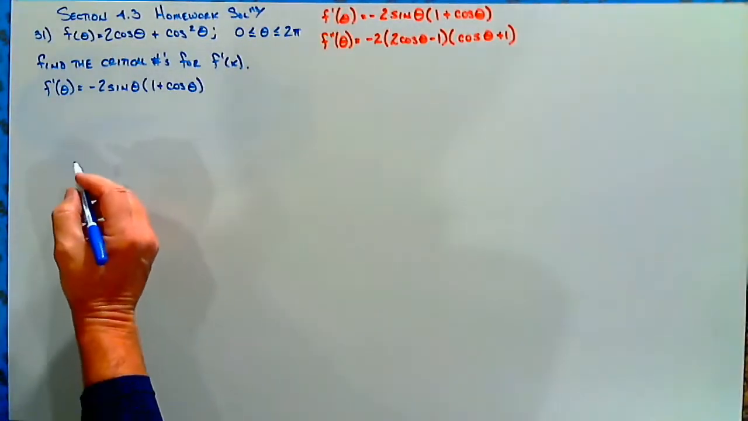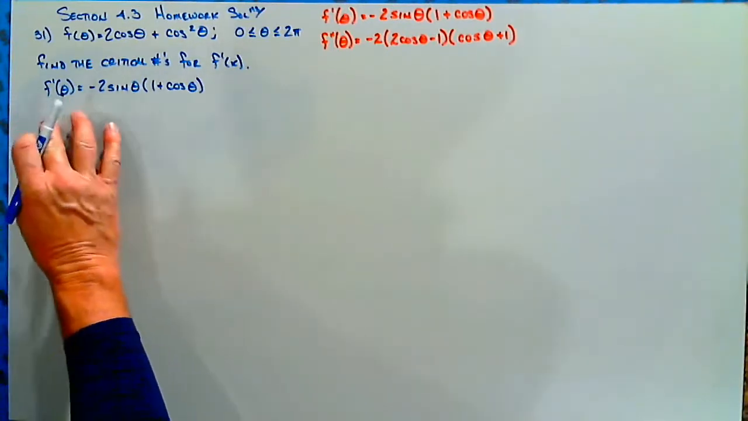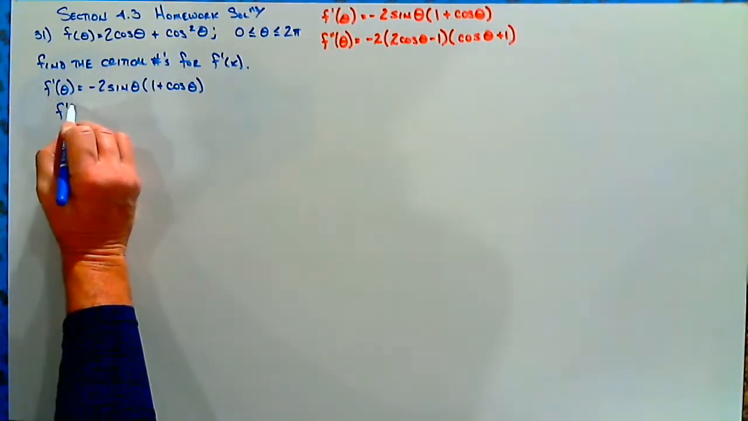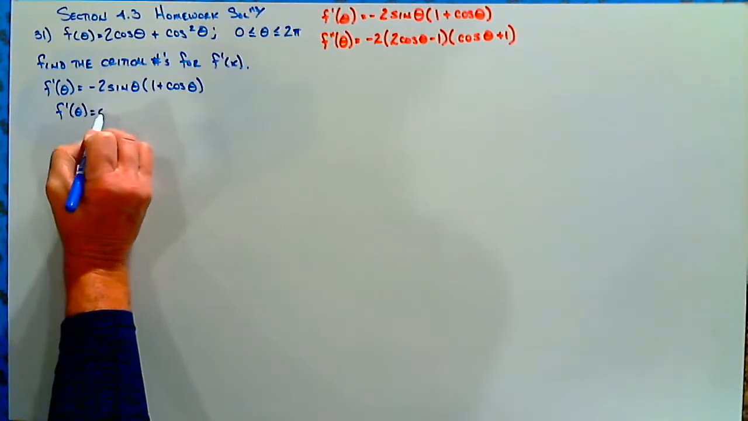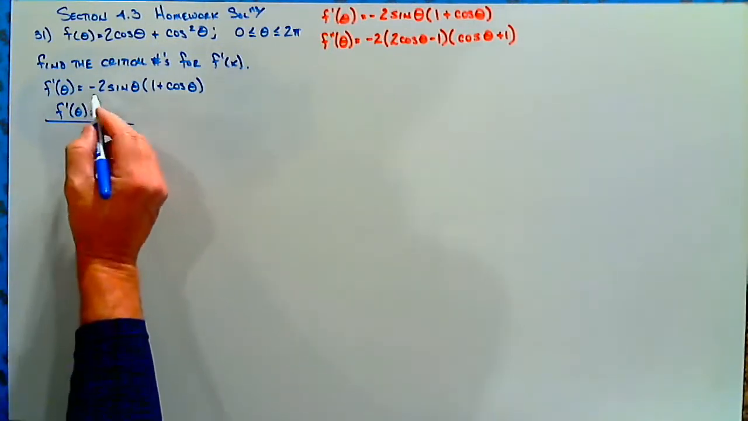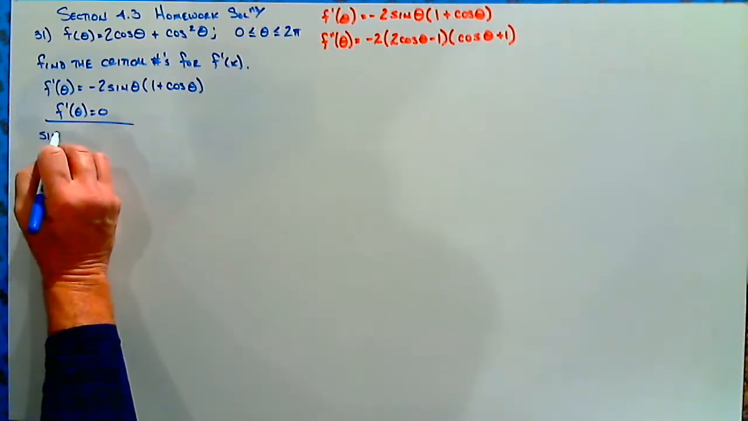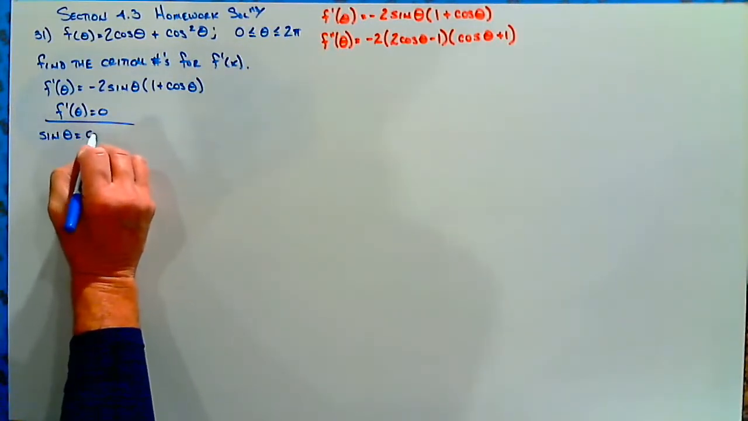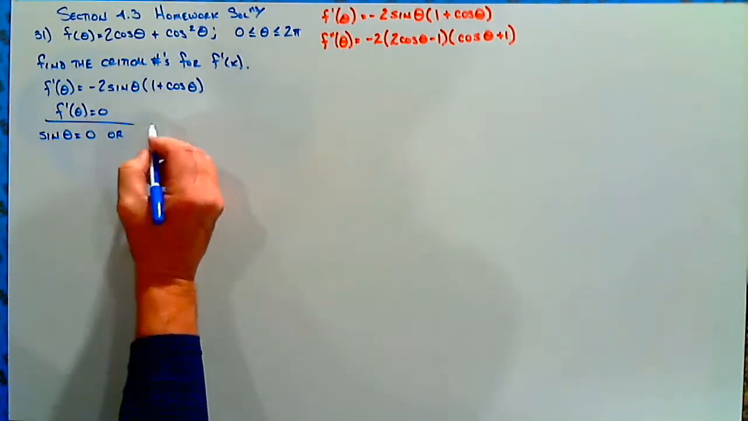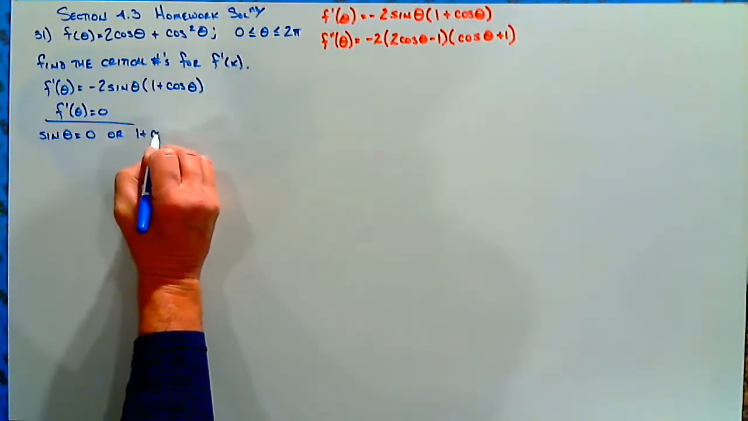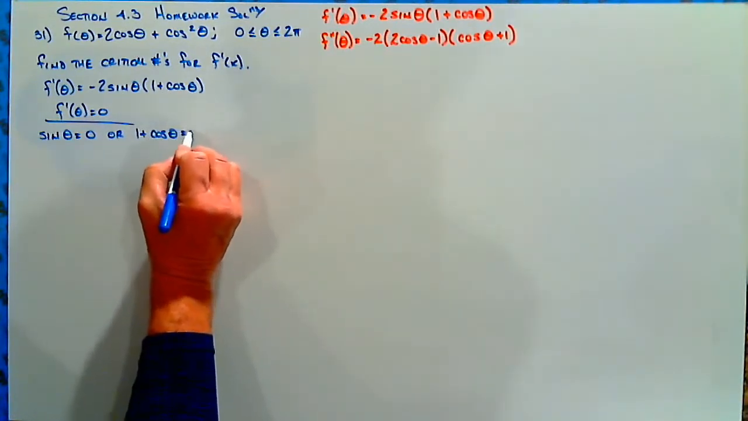Now, we know how to find the critical numbers. We start with when does the derivative equal 0, right? That's our first step. Negative 2 is not 0. That's a factor, but it's not 0. So we have sine theta equals 0, or, right, we have 1 plus cosine of theta equals 0.